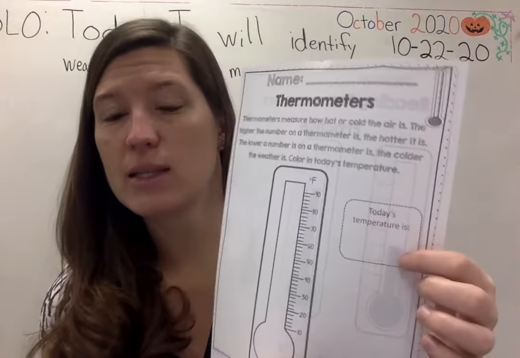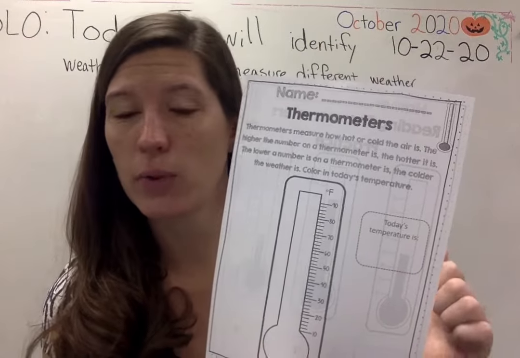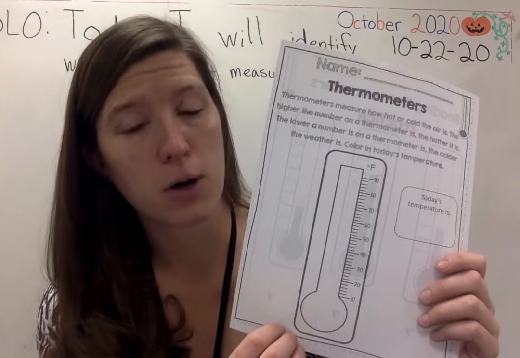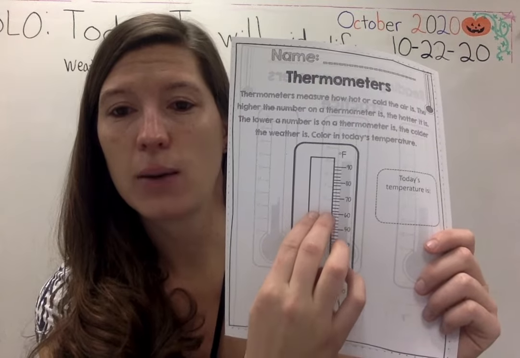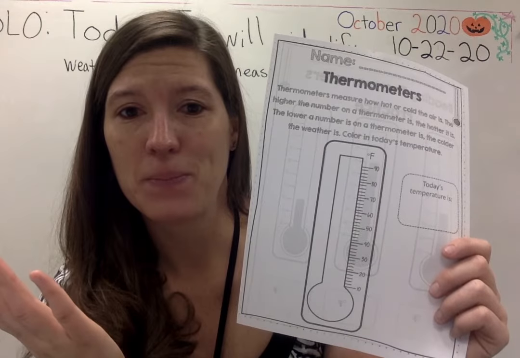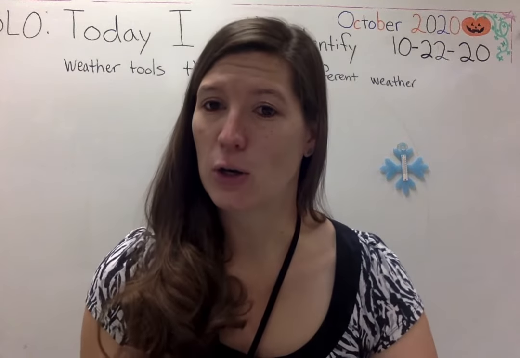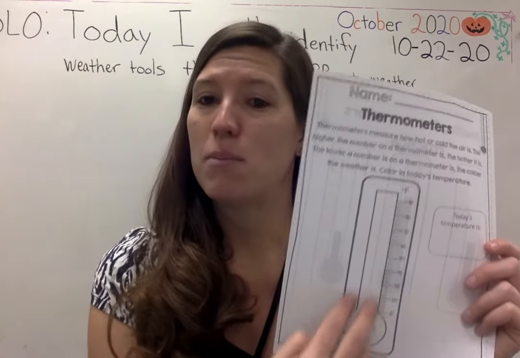So write today's temperature, look at your own thermometer at home or on your phone, and then I want you to get a red crayon, a red marker, or a red colored pencil, and fill this in all the way up to whatever temperature it's going to be. Now it's your turn to be a meteorologist and measure the weather.